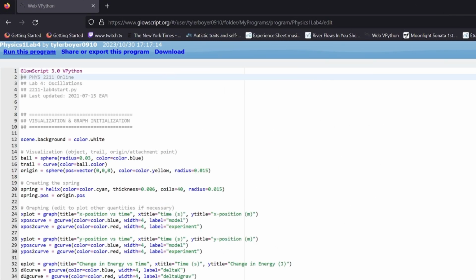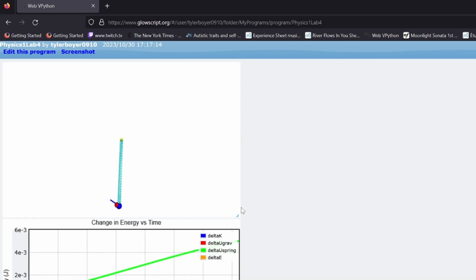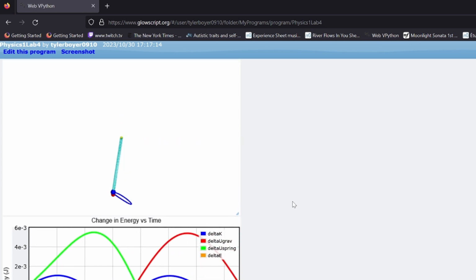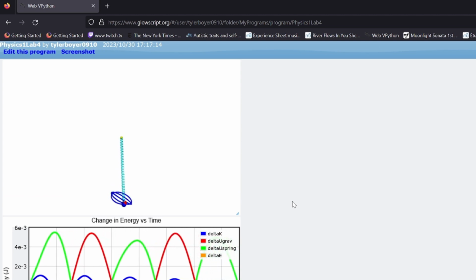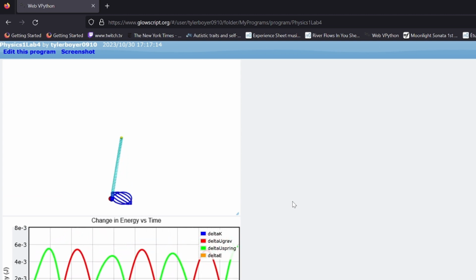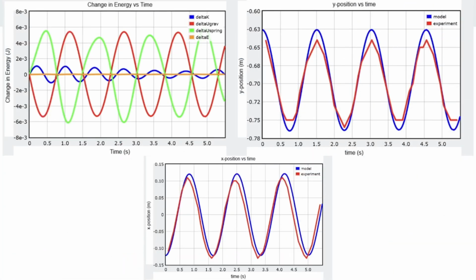Here you can see the code for the simulation. If we run the program, and then if we put the CSV file in, you can see that the spring does its thing, and it models the real-life experiment. It also creates graphs below. So here are the graphs that came as a result of the computations that we put through GlowScript.